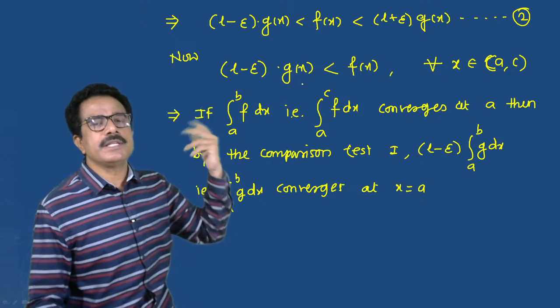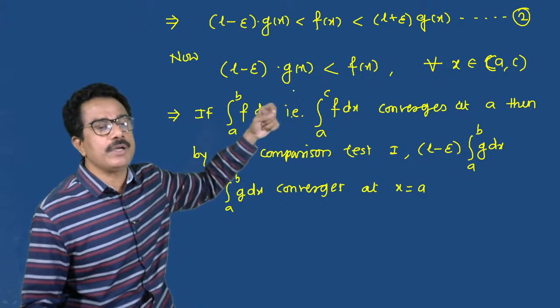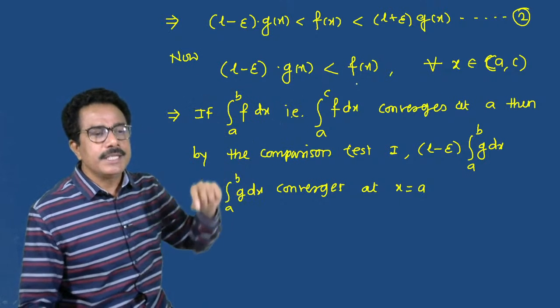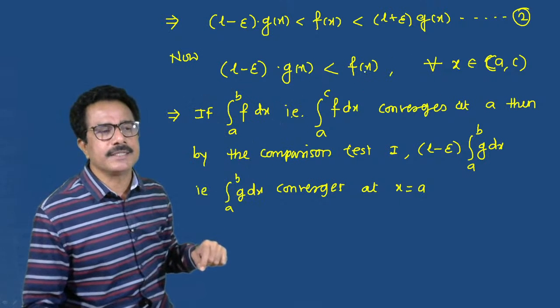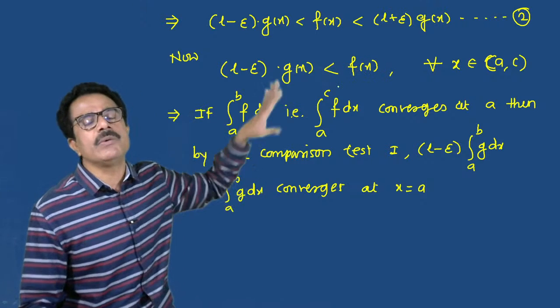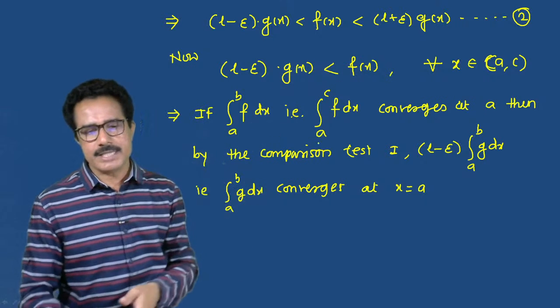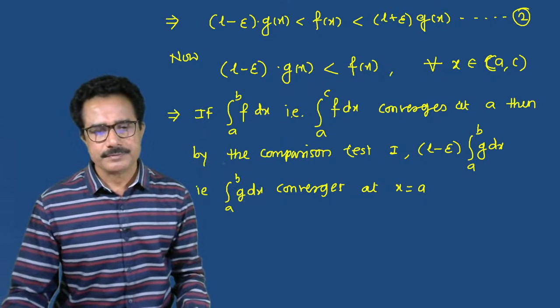L minus epsilon into g of x is less than f of x. If f of x is convergent, then since g of x is less than f of x, definitely we can say by the comparison test first, g of x also converges at x equals a.